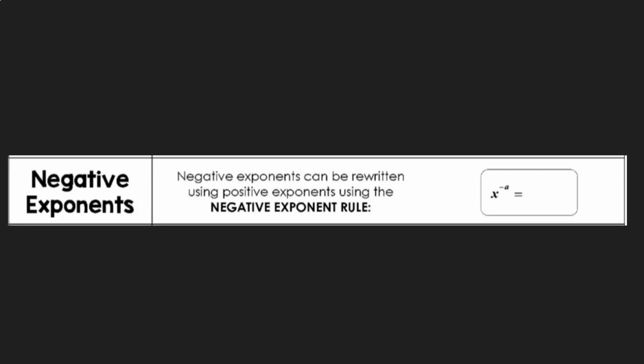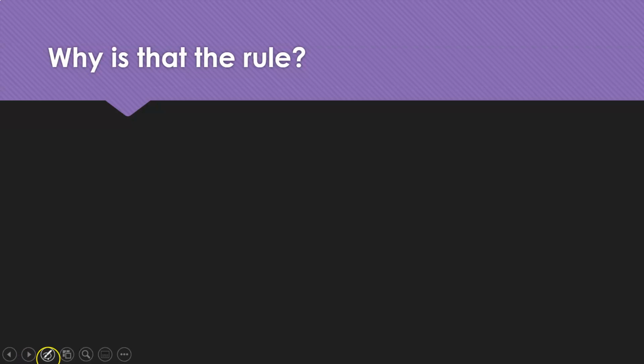So to write x to the negative a power without a negative exponent, you would write it as a denominator of a fraction like this and make it positive. So 1 over x to the a power. That may be a little confusing, so I'm going to show you why this is what this is. So follow me. I'm going to show you a pattern.